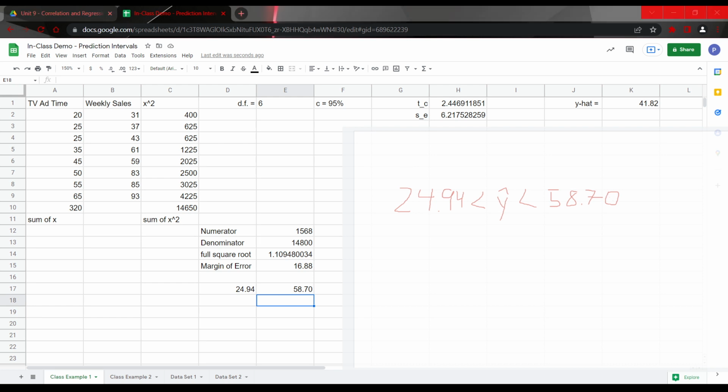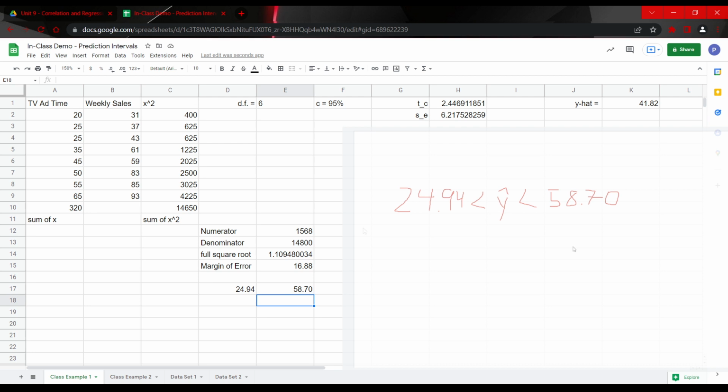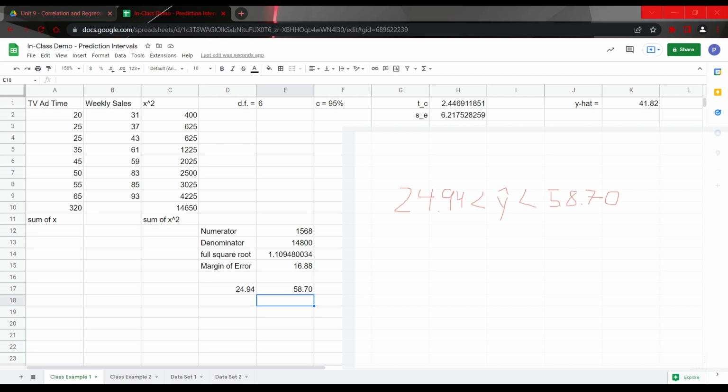What does this mean? Well, it means that I will be 90%, 95% confident that if we spend 26 minutes advertising on TV, our sales will be somewhere between 24.94 and 58.7. Our sales will be somewhere between those, and I'm 95% confident about that. So that was one example.